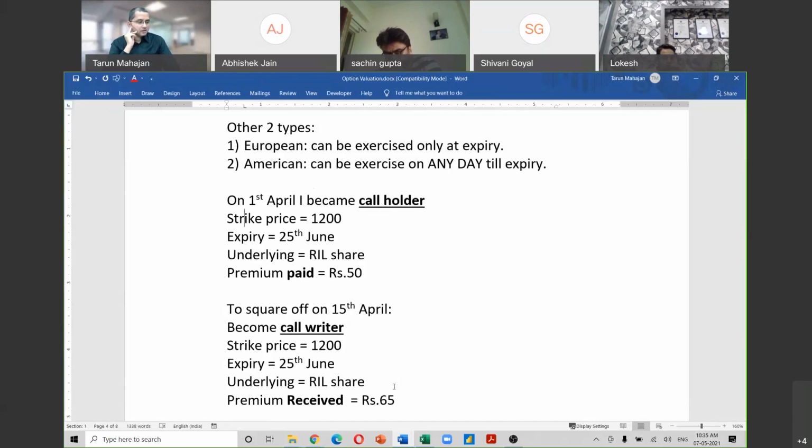Nishan ji, Shivani ji, Vipul ji, Divya ji, Lokesh ji, Ankit ji, Sachin ji. I hope everything is clear. Fantastic.